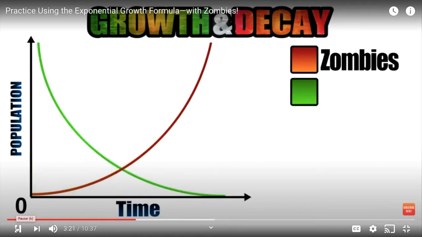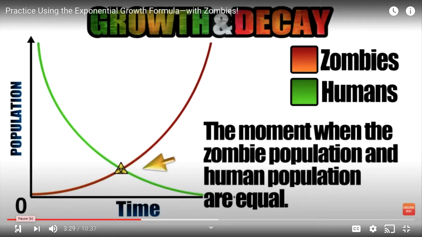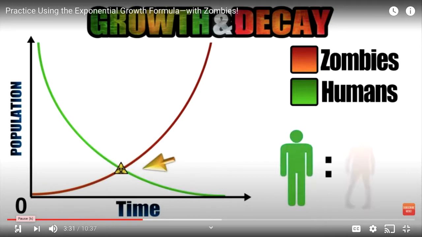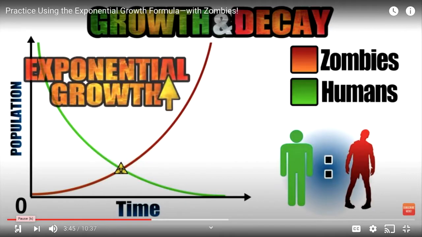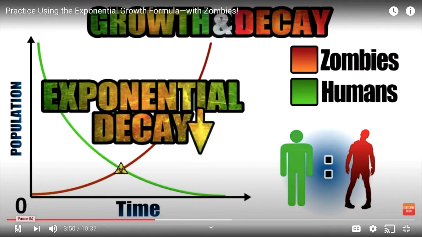Notice that these graphs intersect, and that point of intersection represents the moment when the human population and the zombie population are equal. In other words, we have a 1-to-1 ratio. So for every human, we have a zombie. Now again, these graphs are curves, so they represent exponential functions. In the case of the zombie population, we can call this exponential growth, and in the case of the human population, we can call it exponential decay. So we have one population rapidly increasing over time and another rapidly decreasing over time.